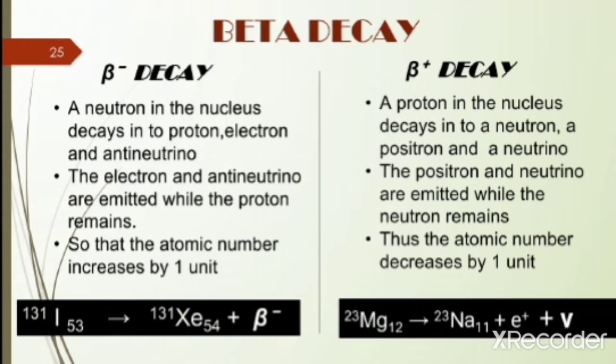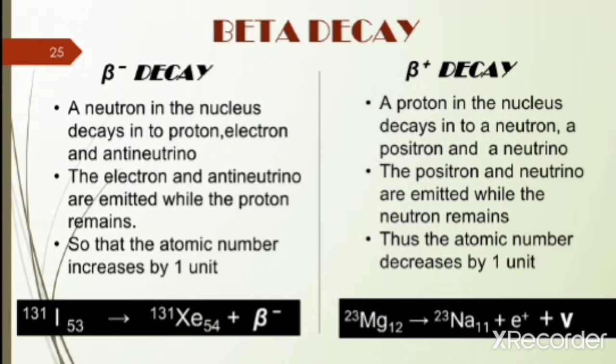Therefore, since the proton remains in the nucleus, the atomic number increases by 1 unit, and the other two products released, electron and antineutrino, are emitted out. The equation below shows it clearly. When iodine decays into xenon, the atomic number increases by 1 unit with the emission of 1 electron, that is beta minus particle.